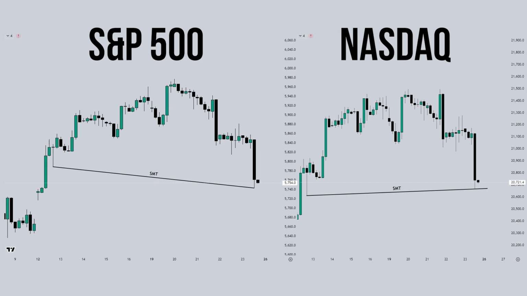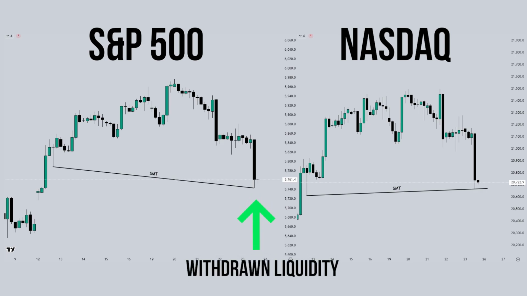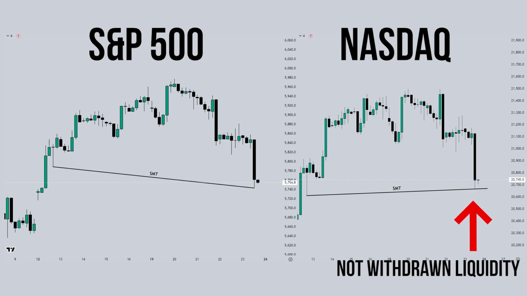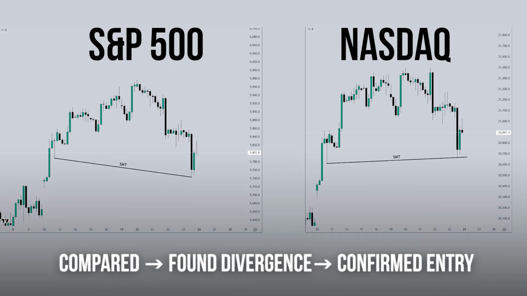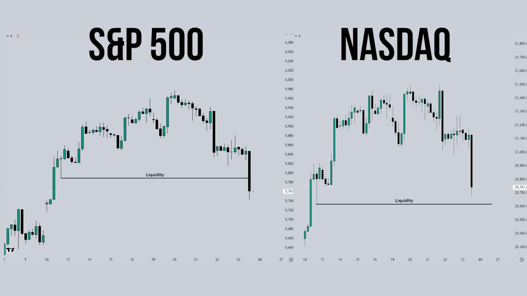The essence is simple. We take two correlated assets, for example, Nasdaq and S&P 500, or Bitcoin and Ethereum, and see which of them has already had its liquidity withdrawn. If one asset has updated its high or low, but the other has not, this divergence shows where the market is really going. Here's a simple formula. Compare, find a divergence, confirm an entry. SMT is not a buy-sell button, but a filter that shows where the market maker has already revealed their cards.